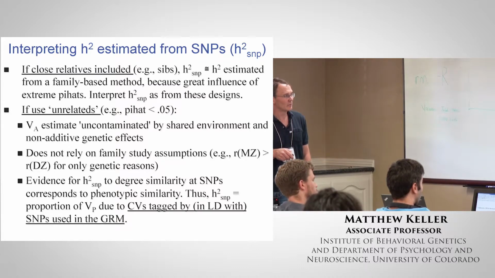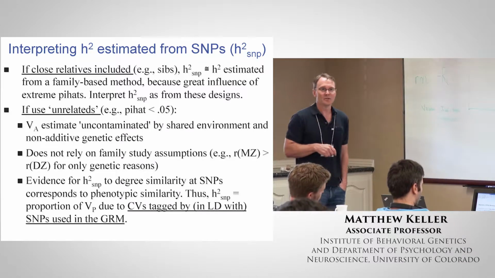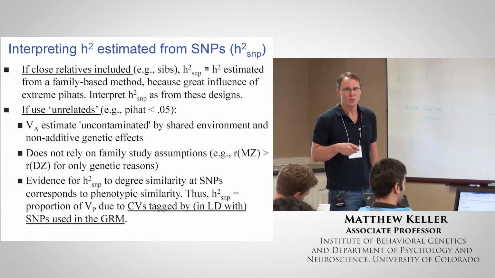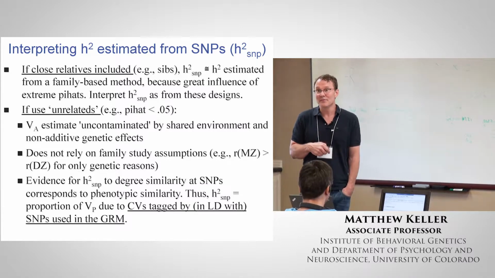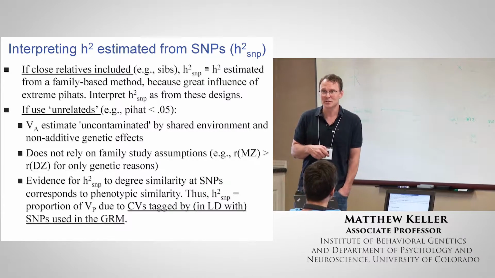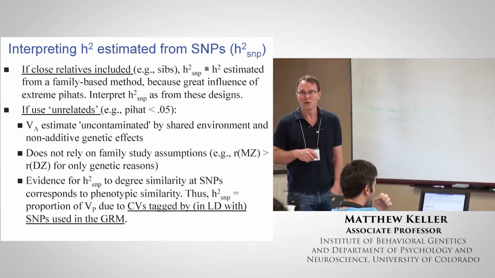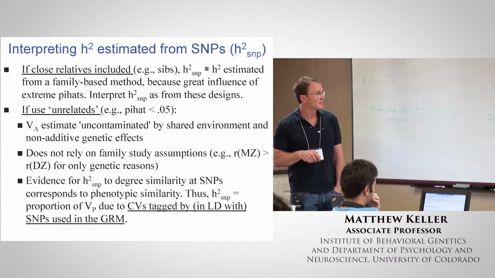So for example, the core assumption that we make in twin studies is that the genetic correlation of MZs is greater than the genetic correlation of DZs for genetic reasons only, and that there's no what's called special MZ twin environmental effect. And if that's violated, then these twin assumptions are completely off, completely wrong to the degree that that's violated.